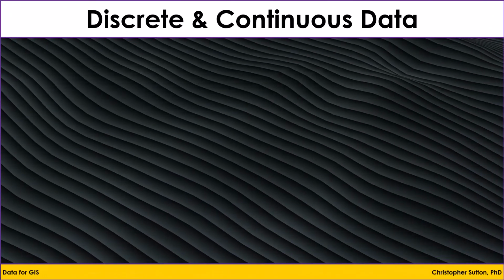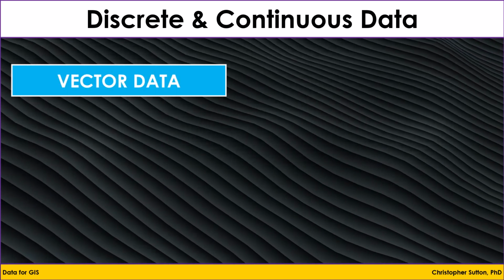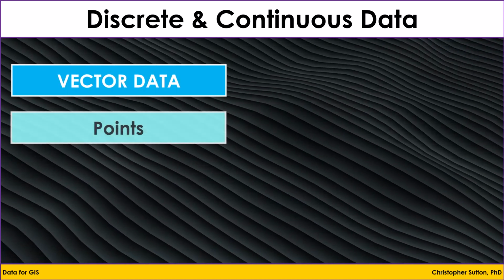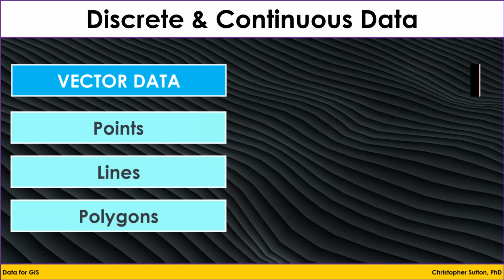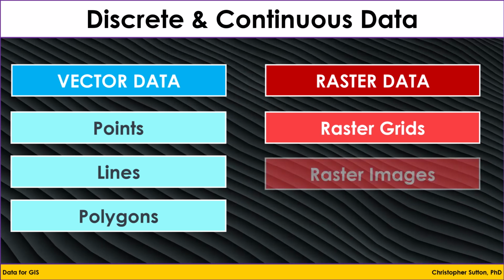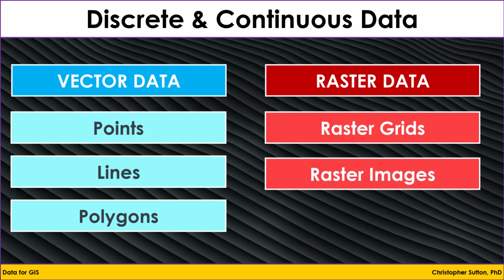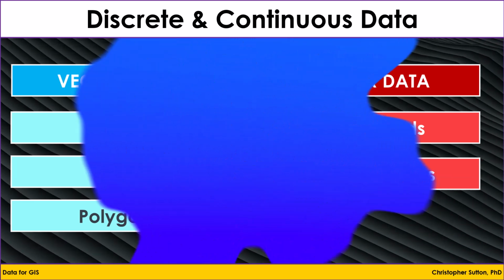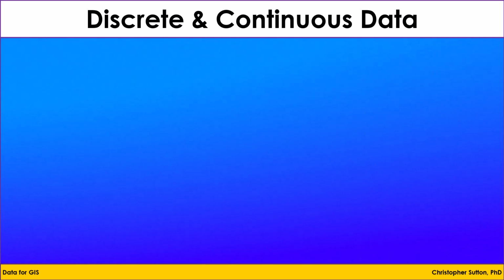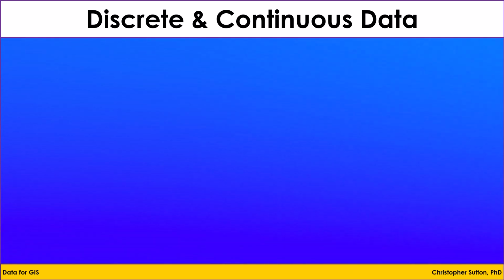We have 2 major categories of spatial data. The first is vector data, which is made up of points, lines, and polygons. The second is raster data, which is composed of grids and images. Both vector and raster GIS data will be covered more extensively in upcoming videos. Related to these categories are the discrete and continuous nature of spatial data.